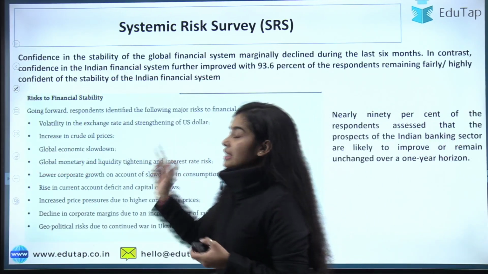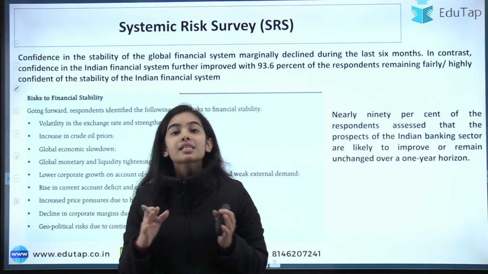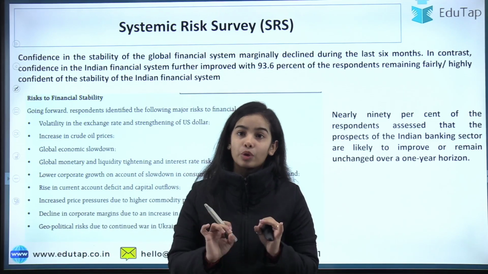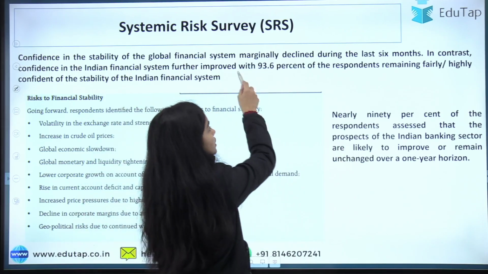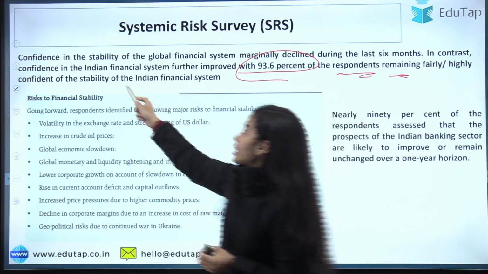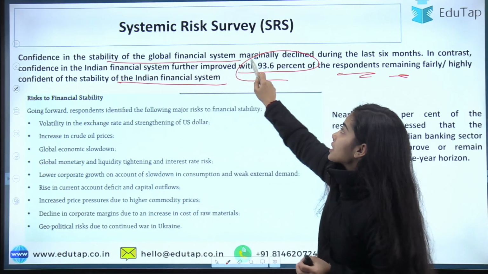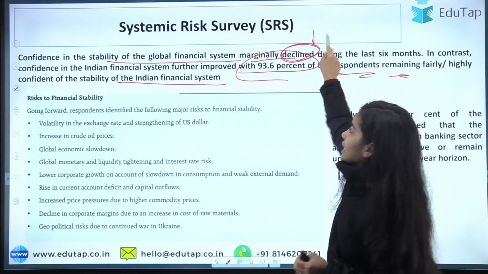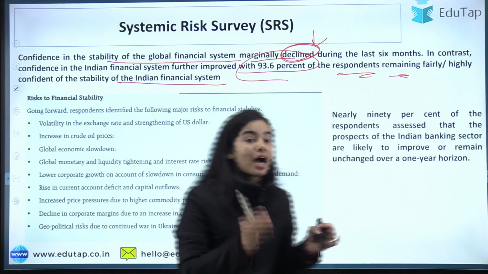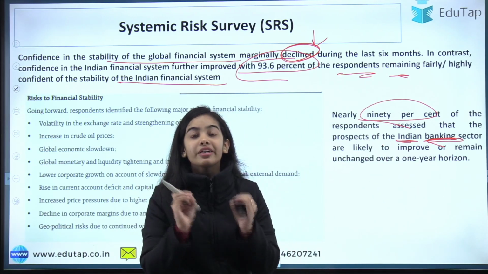Next is the confidence. See, the confidence in the global economy has decreased among the respondents, but they are saying that the Indian financial system, the Indian banking system, will remain resilient and sound. So nearly 93.6% of the respondents remain fairly or highly confident of the stability of the Indian financial system, though they are saying that the confidence in the stability of the global financial system declined. So in the global financial system we do not have much trust, but in our own financial system, our banking sector, we are saying that it will remain stable.